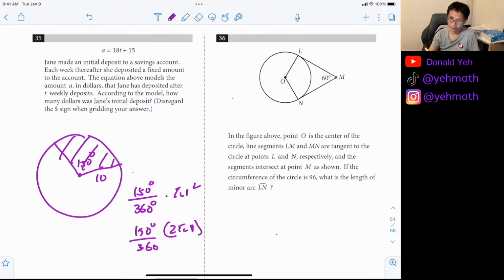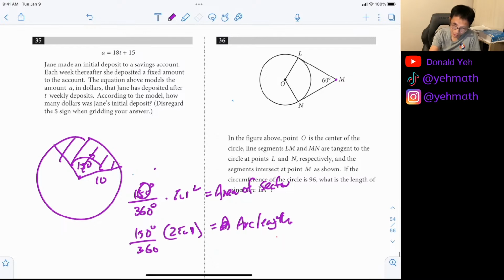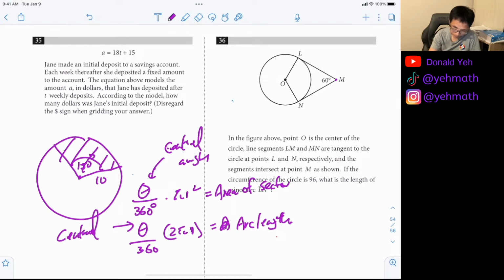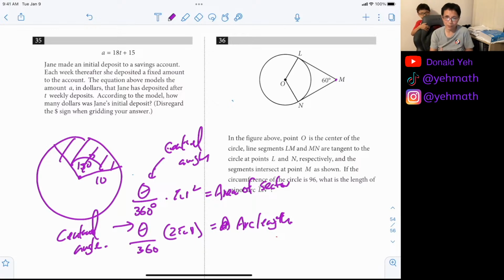the arc length. So this is the area of a sector. Let's replace this with central angle. So we're going to say this is a central angle, and this is a central angle. The central angle represents how many slices of pizza out of 360 slices. So imagine you have a pizza with 360 slices. That's the best way to figure out the area of a sector or the arc length, because arc length is part of the circumference. This is the circumference.